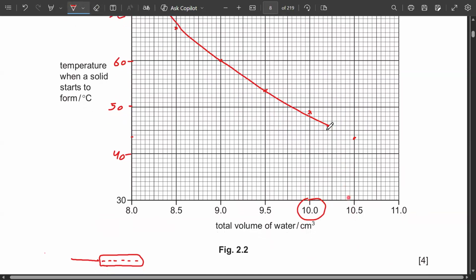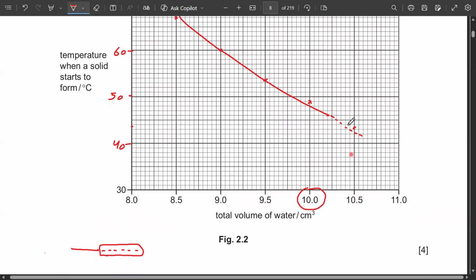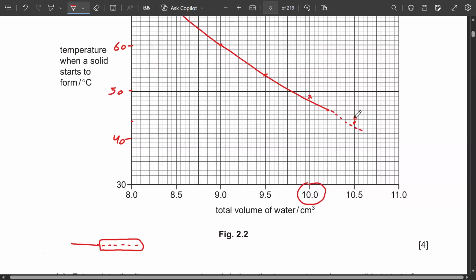But to find that value, you need to extend this line. You can do it in the dotted form, like this. All right. Yes, Ishal, is it clear?